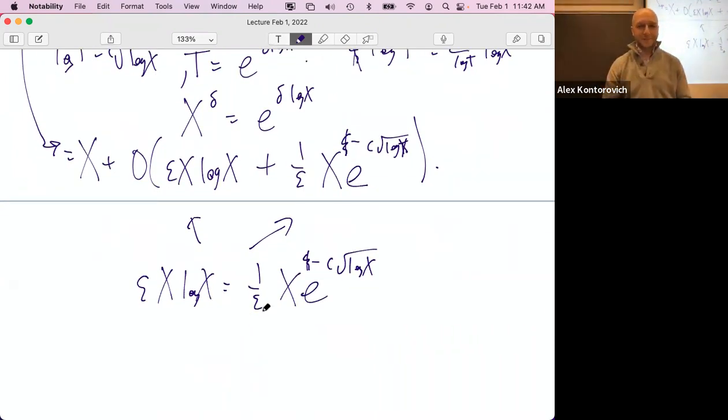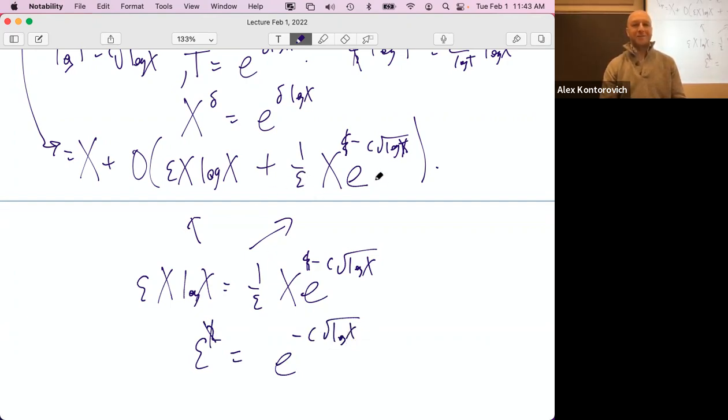So there's x's on both sides. There's epsilons on both sides. Let me bring the epsilons here. I have epsilon squared is equal to e to the minus constant root log x with a factor of 1 over log x, which I can suck into the constant. I can take the square root and again change the constant. And so epsilon is the same, e to the minus some constant root log x.